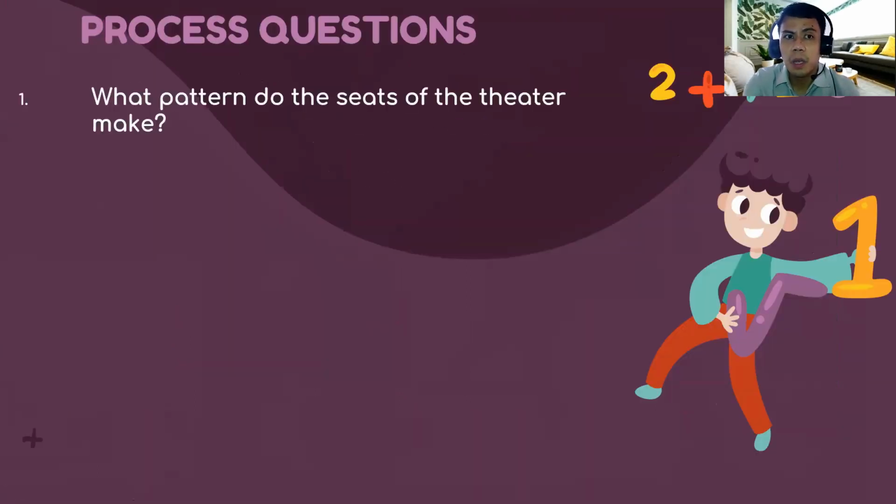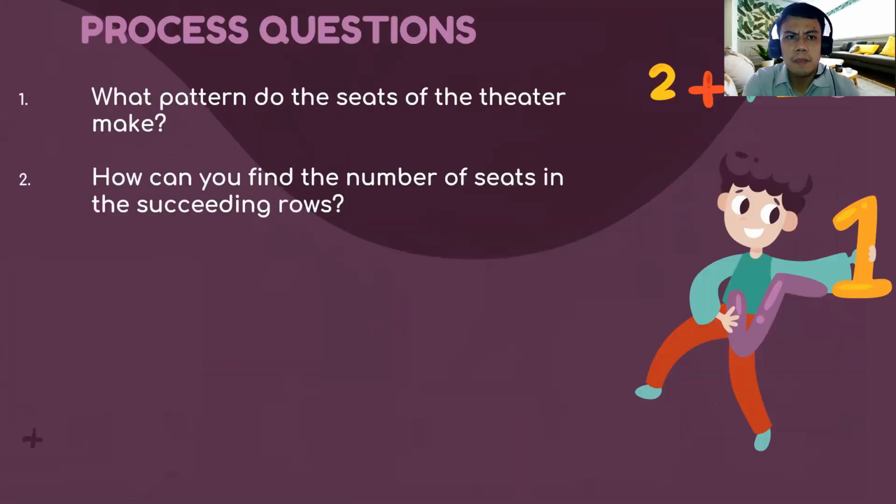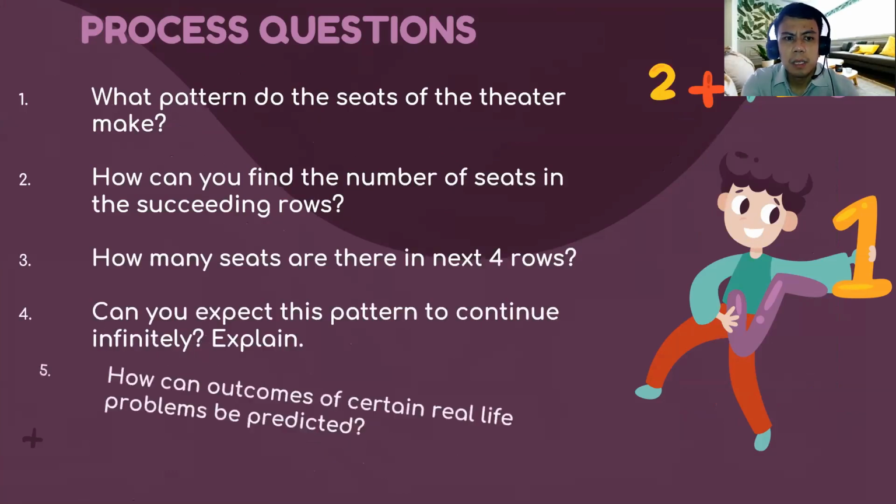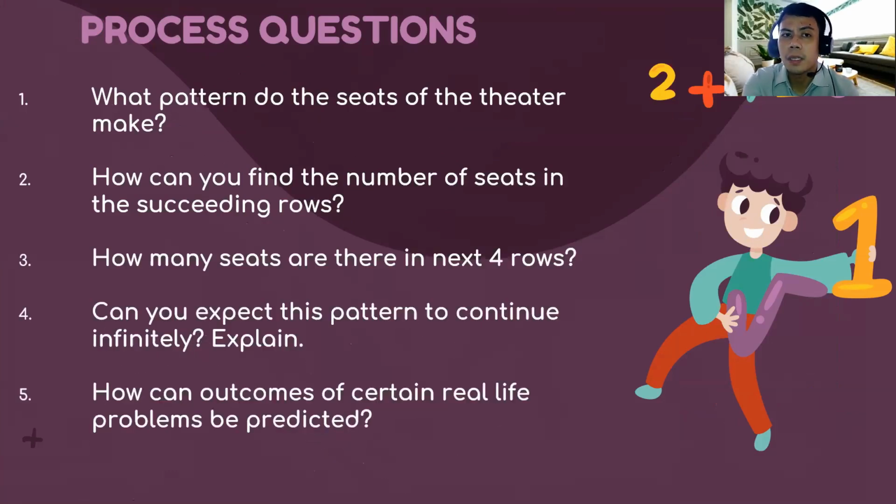Process question. What pattern do the seats of the theater make? What do you think is the pattern of the seats of the theater? We have add 2. We always keep on adding 2 to determine the next number of seats, right? How can you find the number of seats in the succeeding rows?